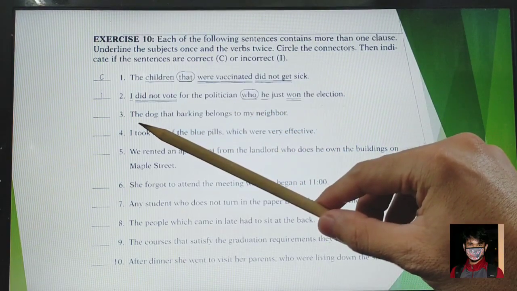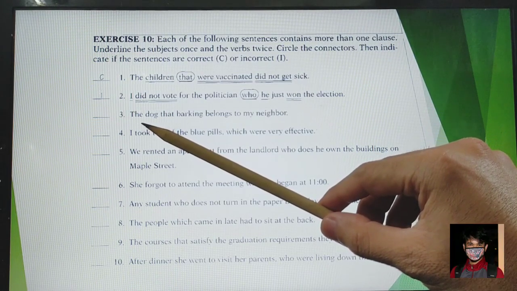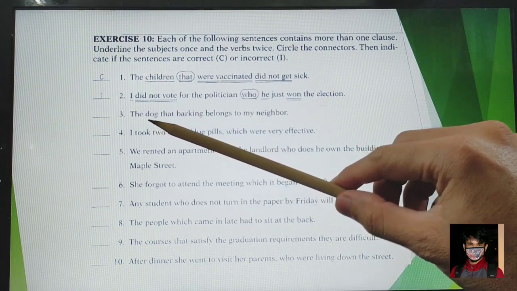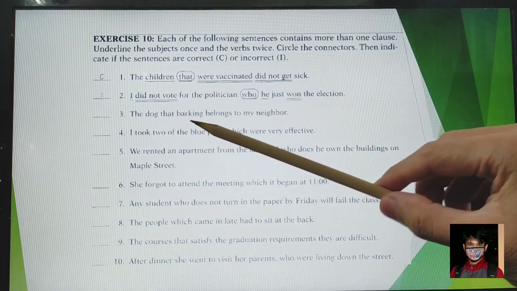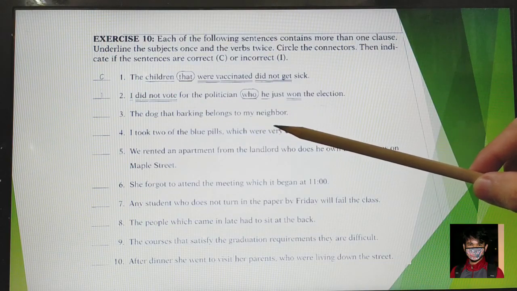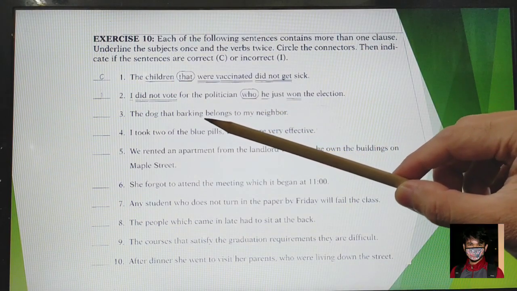Okay, next, go to number 3. For number 3 itself, the dog that barking belongs to my neighbor. So what about number 3? Is it correct or incorrect? Find out the subject first: the dog, and that as the connector for the adjective clause. And barking belongs to my neighbor. But the question is, which one is the main verb? Of course, this is the main verb.